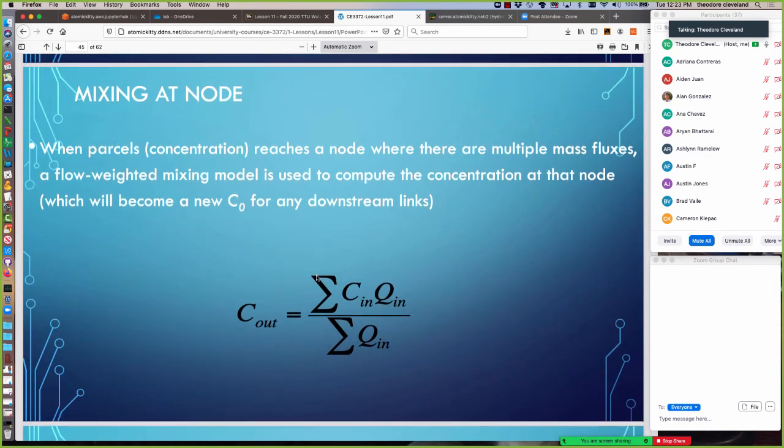Then when we get to a node, we have mass flows from the various links connected to the node, and simple mixing is used at the node, where you sum all the masses coming in and you divide it by all the flows coming in, and that becomes the concentration at the node, which is going to flow out to its next node.